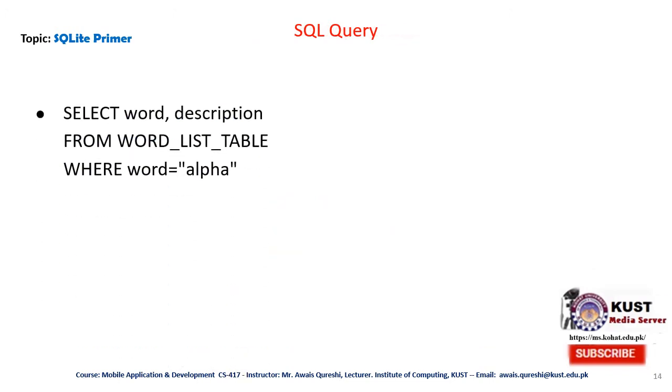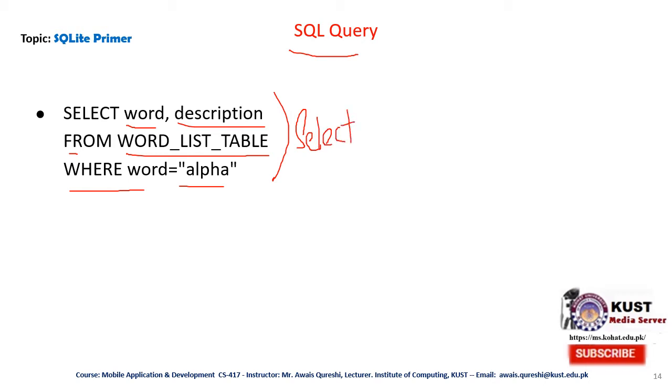So let's talk about SQL queries. SELECT word, description FROM word_list_table WHERE word = 'alpha'. This is a select query, with the help of which we can retrieve different records from the database.